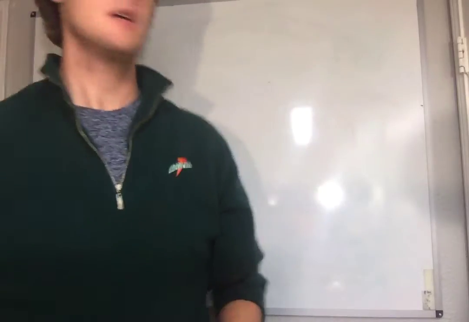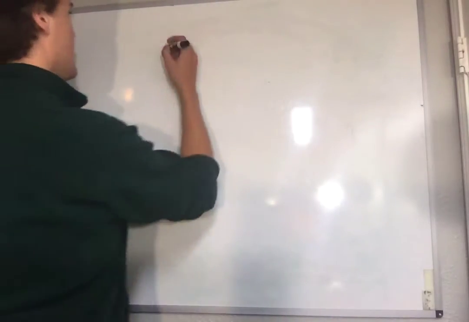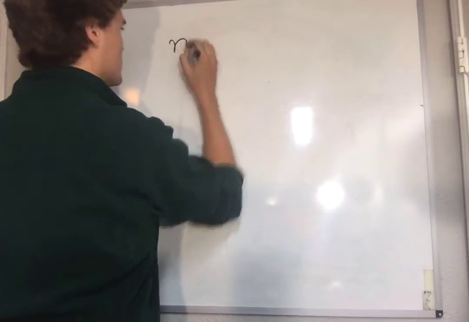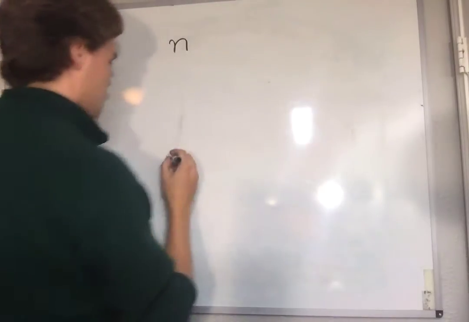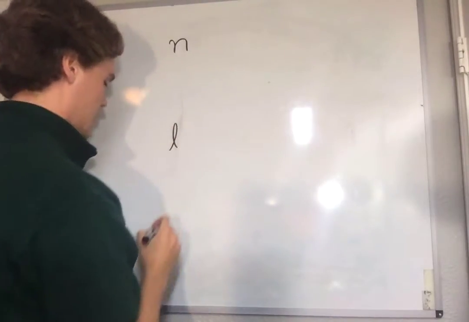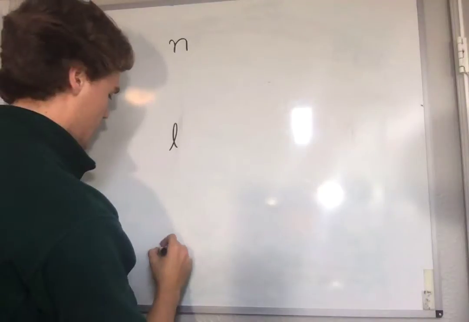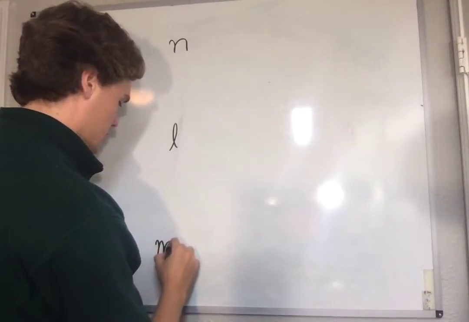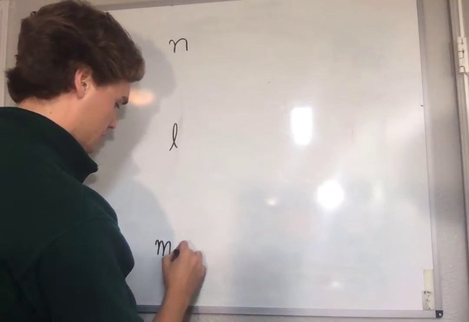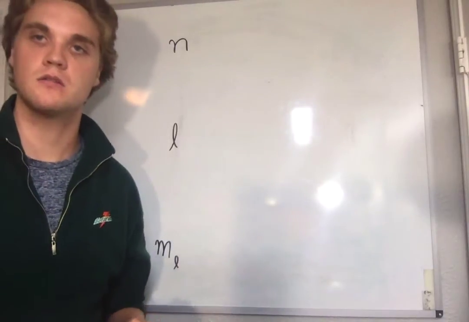Hey everybody, today I'm going to be teaching about quantum numbers, which is the method that we use in today's model of physics to describe the orientation, size, and shape of orbitals around atoms. So let's get started. There's three quantum numbers. We have n, known as the principal quantum number. We have L, known as the angular quantum number. And we have m, sometimes m subscript L, which is the magnetic quantum number.